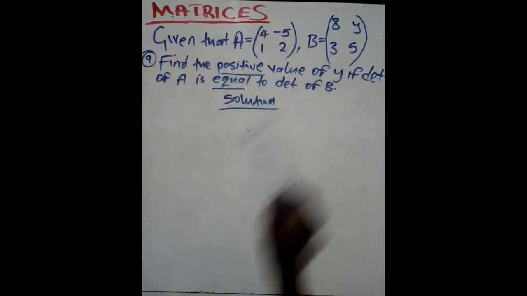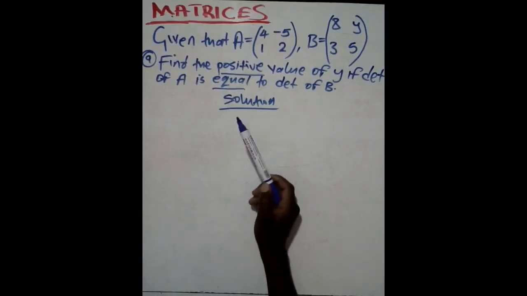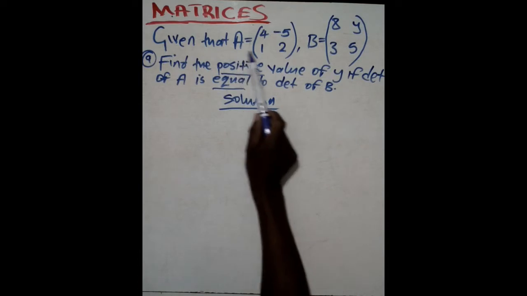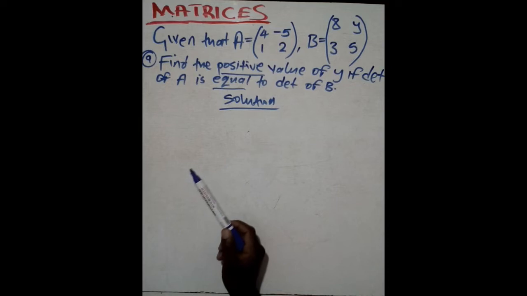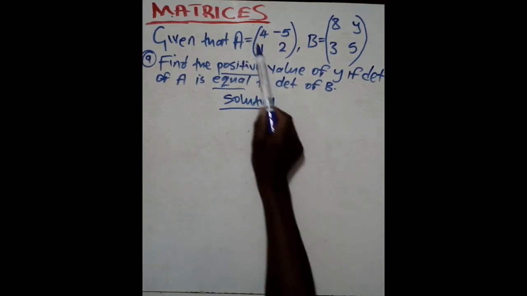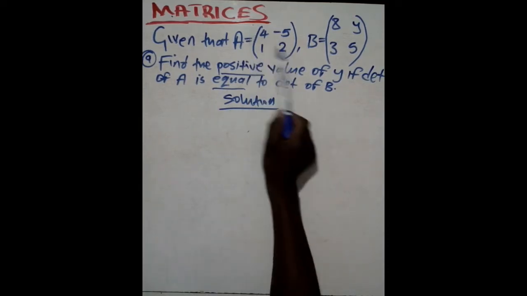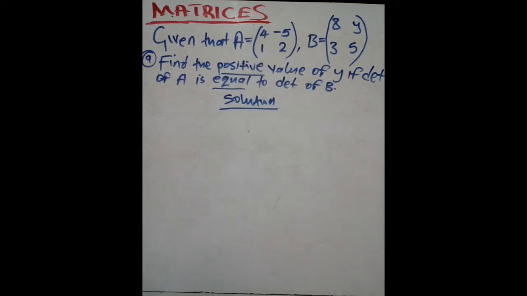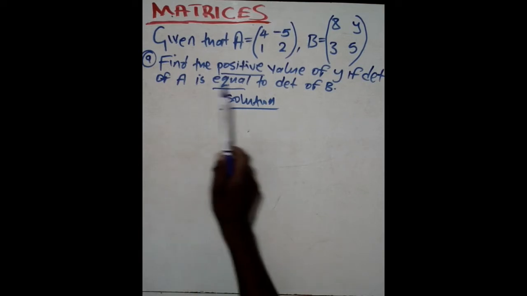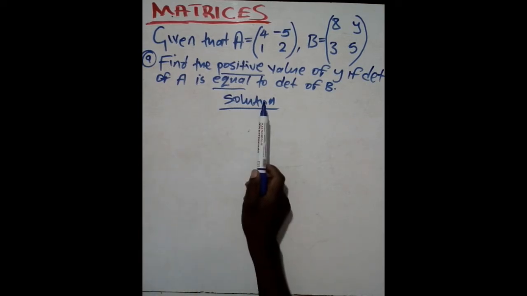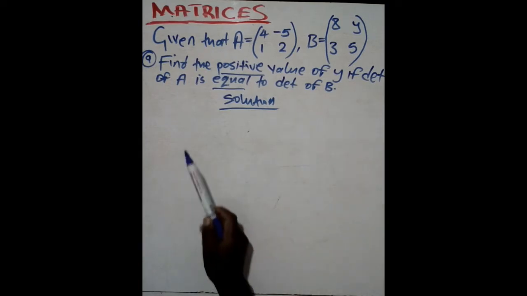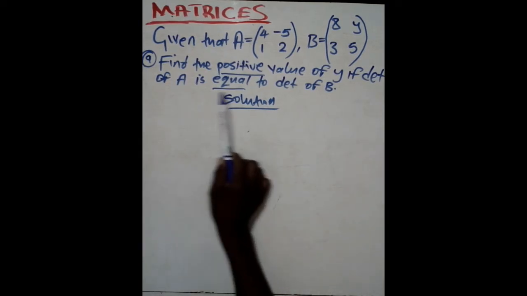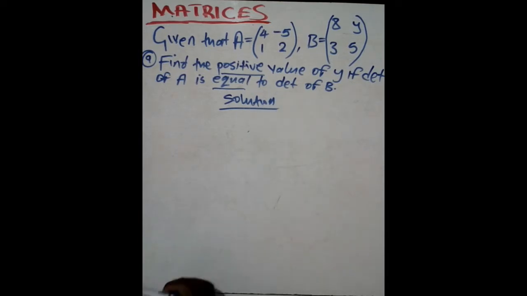On the solving board today, we are dealing with matrices, of which we are given a 2 by 2 matrix A and a 2 by 2 matrix B. When we say 2 by 2, we are saying this has 2 rows and 2 columns. So it's a 2 by 2 matrix. Then find the positive value of y if the determinant of A (DET stands for determinant) is equal to the determinant of B.